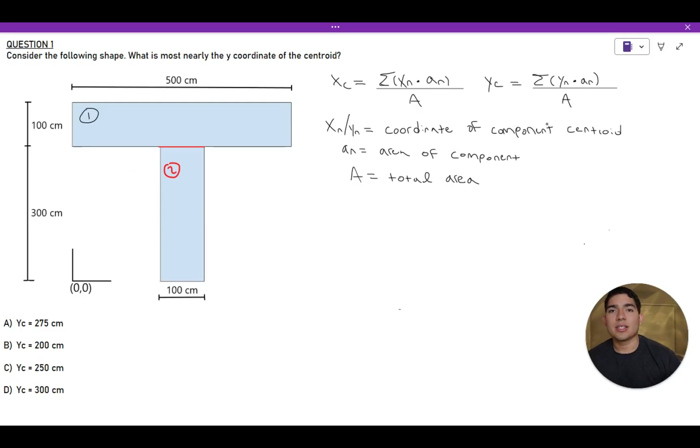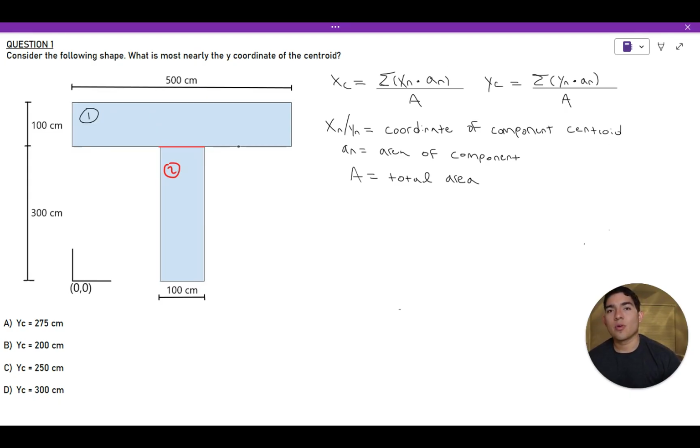In this case, xn or yn refers to the coordinate for the centroid of a component of our shape. Here's what I mean by the component. This question is asking us about this entire shape, and the way that we solve for the y-coordinate for the centroid of this entire shape is by breaking it down into two rectangles. That'll make it easier to work with. As you can see, we have rectangle 1 and rectangle 2. Each of those is going to be a component that we use with this formula.